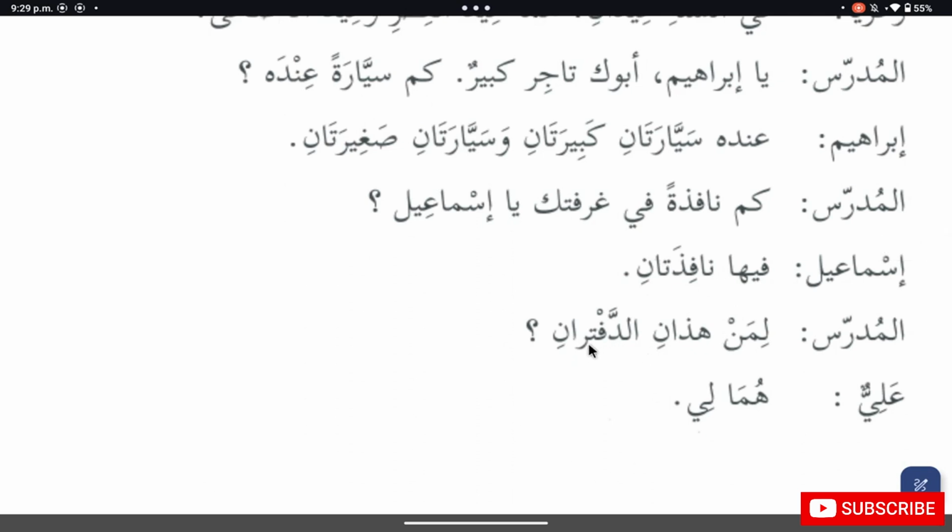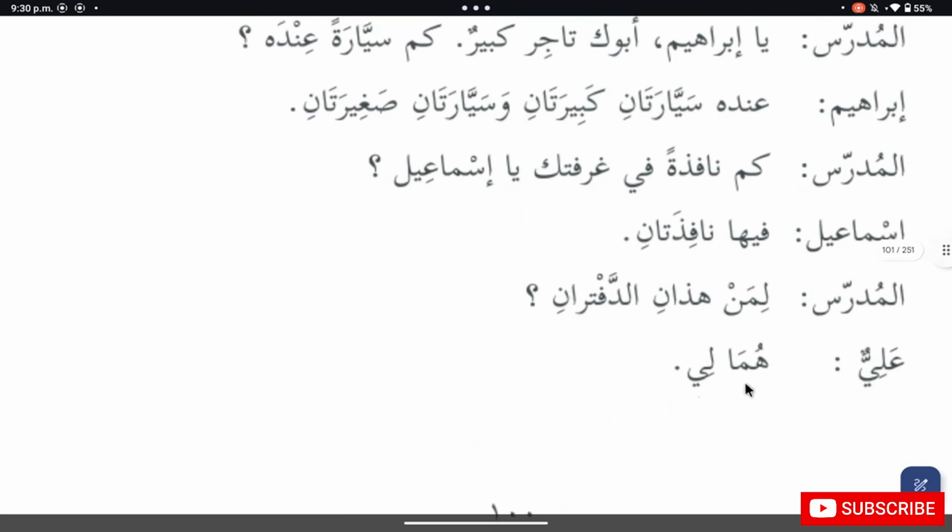Liman hadhan ad-daftaran? Liman, for whom? Hadhan is hadha, but hadhan is basically these two, only for duals. Ad-daftaran, these two binders. Daftar and then daftaran. Hadhan al-ithnan, huma li, they are both for me, meaning they're both mine.